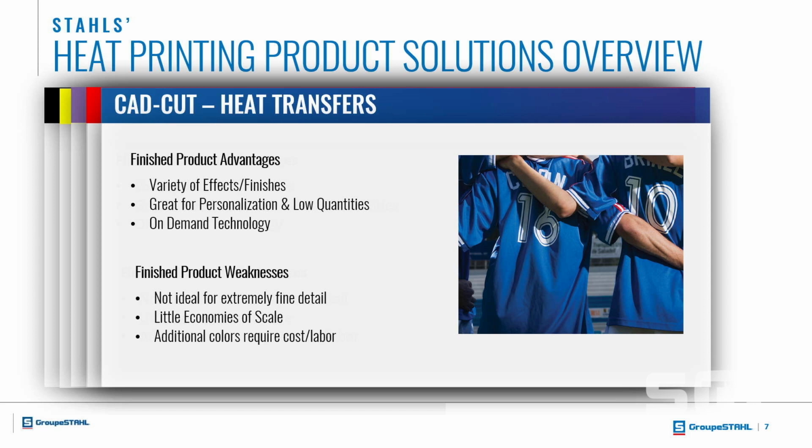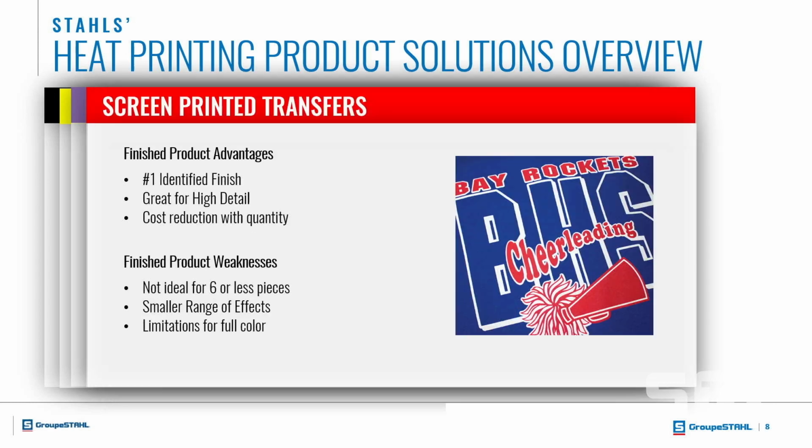And lastly, additional colors require additional labor. If I want to do a 2-color look like that Husky Pride shirt you saw, with the Husky head cut out of patterns and then the Husky Pride glitter flake, that requires 2 completely different cutting steps and application steps. It is not a full color technology. Screen printed transfers, the reason I chose to put this one second, is because I consider CADCUT a spot color technology.